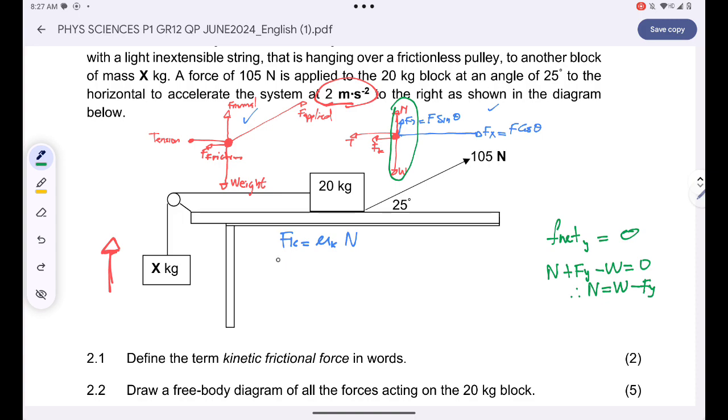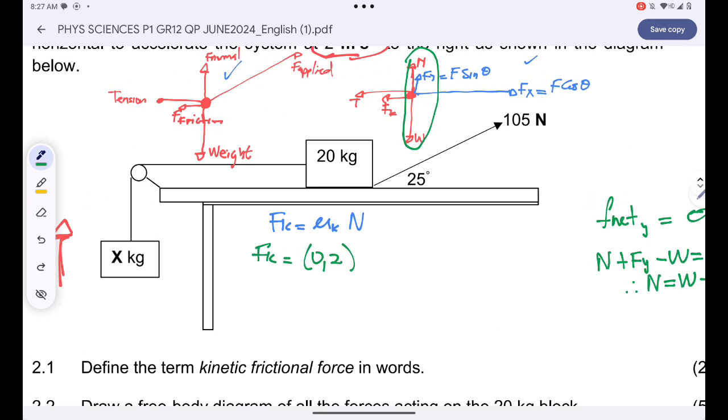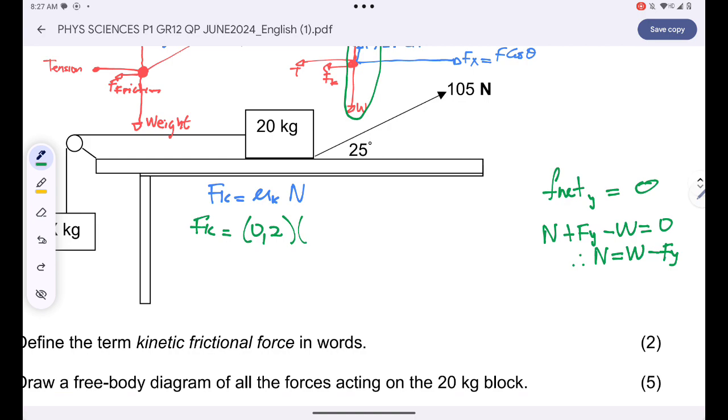So for me to find the magnitude of kinetic friction, I'll simply say this is just 0.2, which is my coefficient. And then the normal force is just the difference between gravitational force and the vertical component. Gravitational force is just 20 multiplied by 9.8. The vertical component is just 105 multiplied by the sine of 25 degrees. Please punch this in as it is. You'll find your correct answer.